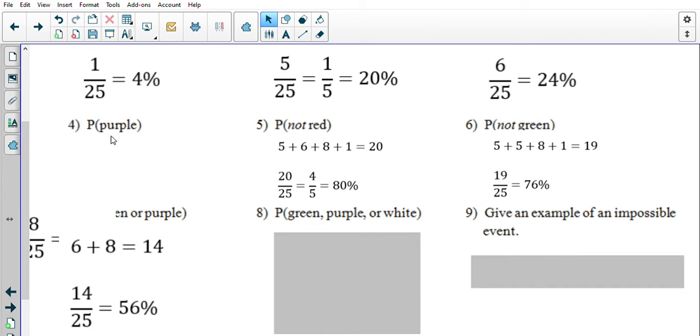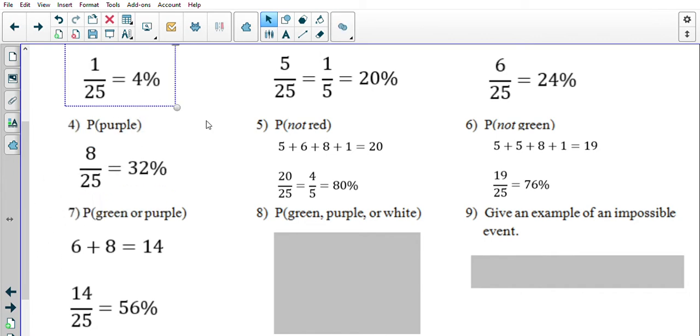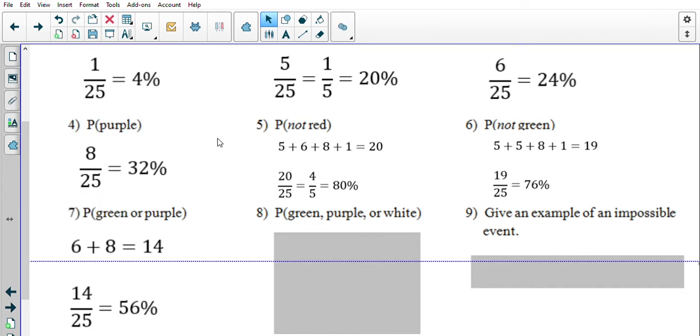There are 6 green. There are 8 purple, which totals to 14 marbles. So that will be 14 25ths, which is 56%. Again, you could do 6 25ths plus 8 25ths. Either way, it's going to get you 14 25ths total.